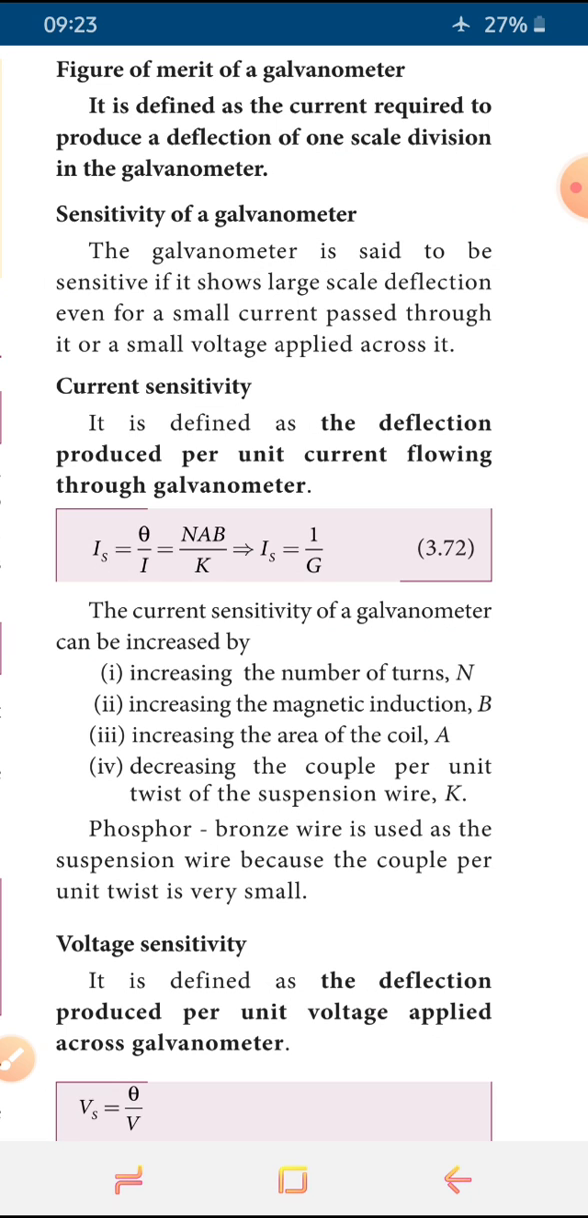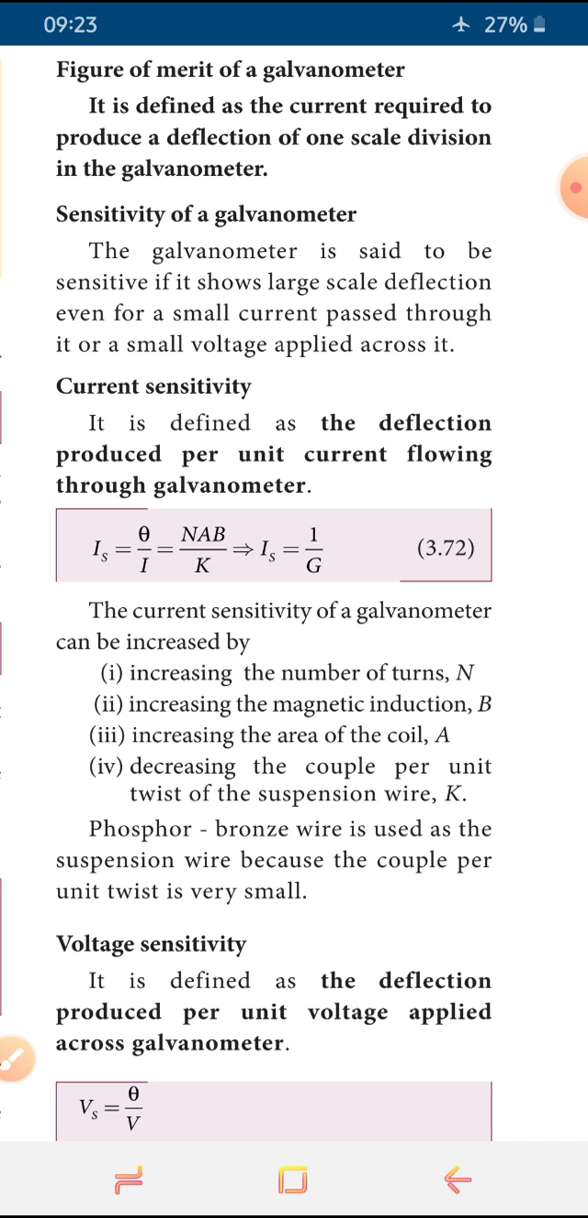The current sensitivity of a galvanometer can be increased in the following four ways. One is increasing the number of turns, capital N, and then the current sensitivity increases. The next is B, the magnetic induction; when we increase it, the current sensitivity increases. Then the area of the coil: when the area increases, the sensitivity also increases. The last one is decreasing the couple per unit twist. It is inverse, so when it decreases, the sensitivity increases. So these four things are used to increase the current sensitivity.